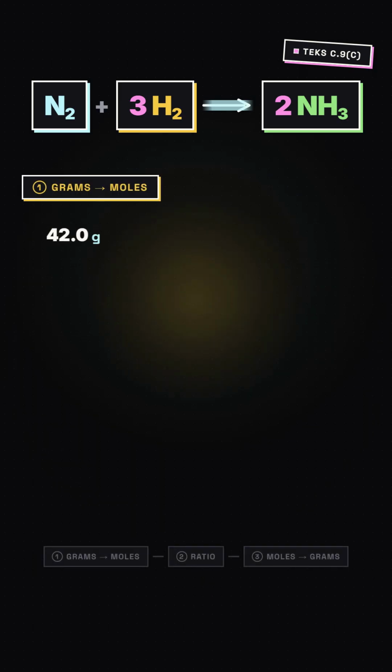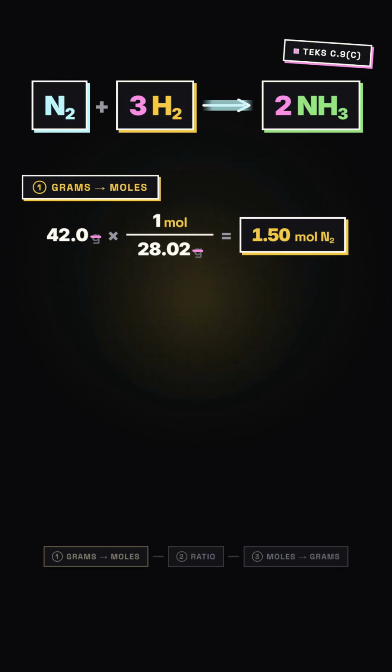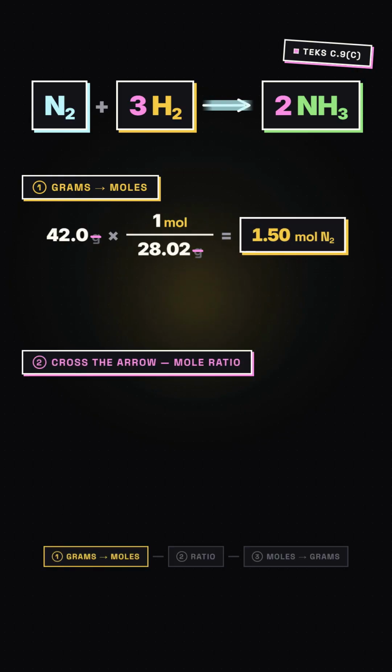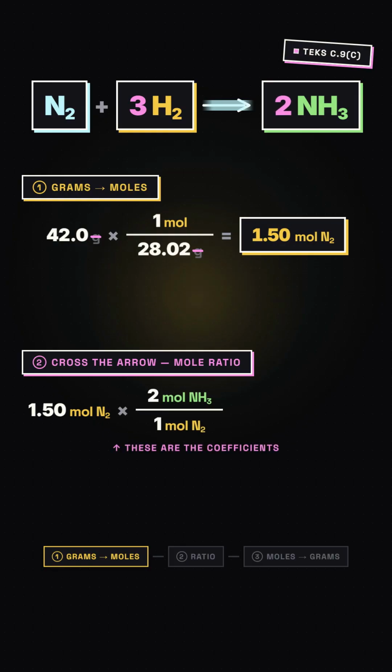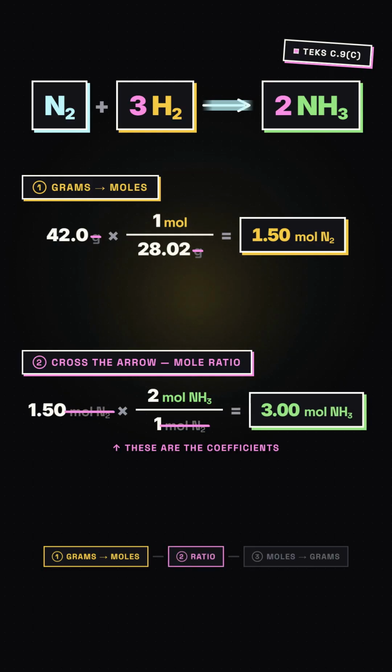Step 1. 42.0 grams of nitrogen divided by 28.02 grams per mole. Grams cancel, 1.50 moles of nitrogen. Step 2. Cross the arrow. 1.50 moles of N2 times 2 moles of ammonia per 1 mole of N2. Nitrogen cancels. 3.00 moles of ammonia.